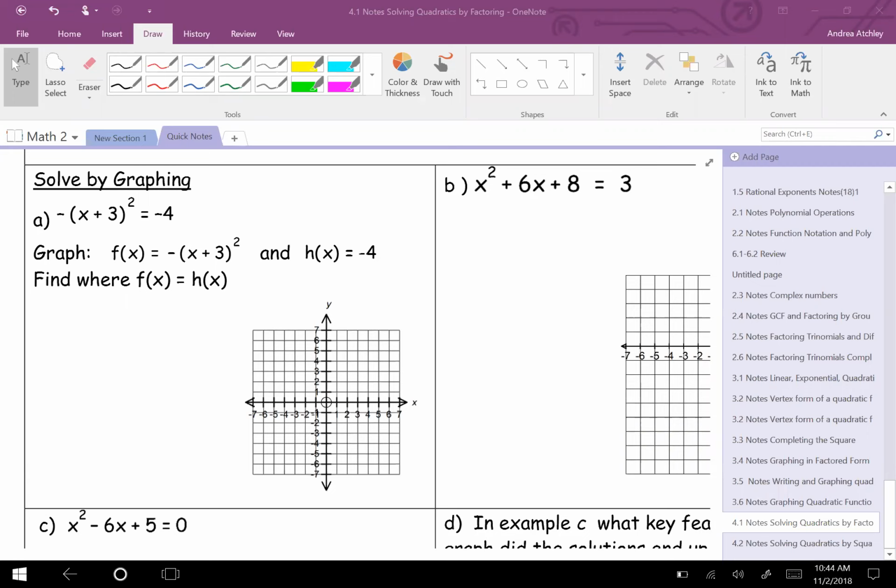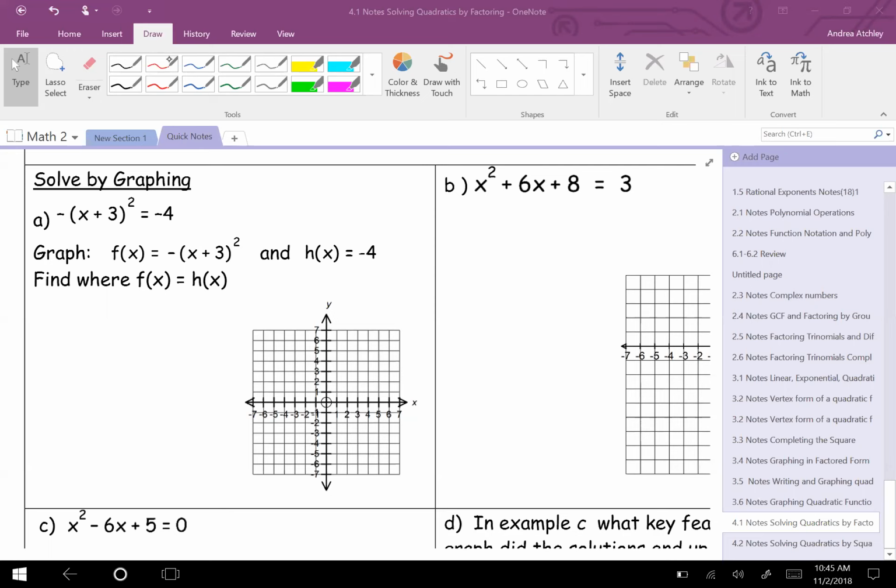Okay, so we can solve a quadratic equation by graphing. I've given you an equation in vertex form, or close to vertex form; this isn't exactly. We're going to graph each side of the equation. So I'm going to take negative the quantity x plus 3 squared and say f of x equals negative the quantity of x plus 3 squared. And then I'm going to take the other side and call that h of x equals negative 4. And we're going to graph that. This is a way to solve this quadratic through graphing.